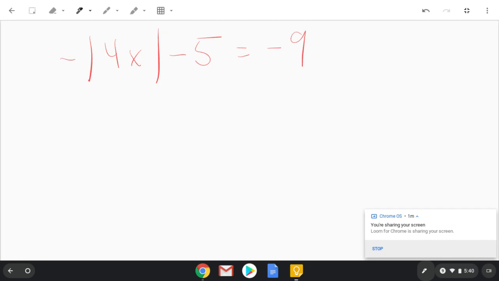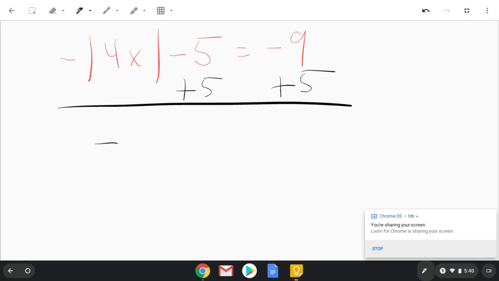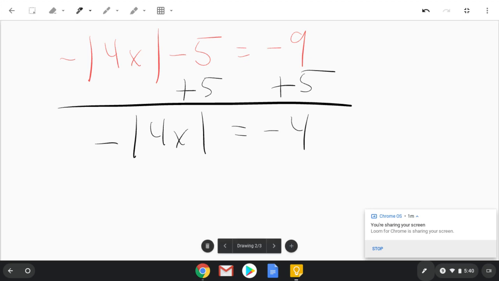So we've got to get this absolute value part by itself, which means I've got to get rid of this 5 and this negative sign. So we'll start by adding 5 to both sides. And that'll give us the negative absolute value of 4x is equal to negative 9 plus 5, which is negative 4. It looks like the right side's negative, so there's going to be no solutions.